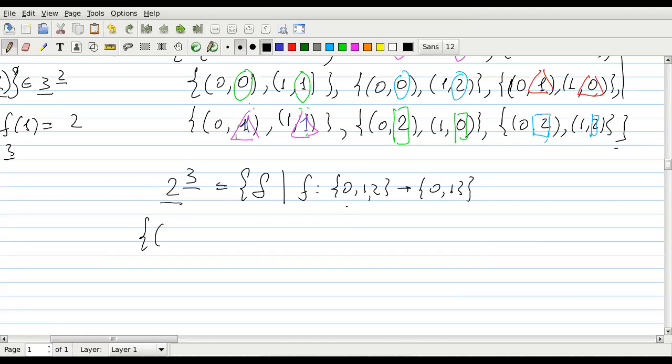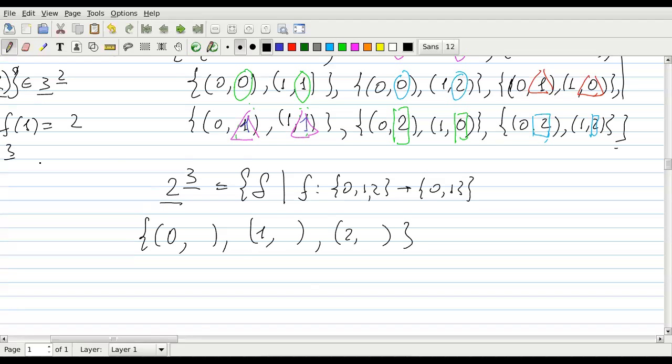How many pairs does it have? 8. No, there are 8 such functions, but every function is a set of how many pairs? 3. Why? It maps 0 somewhere. It maps 1 somewhere. It maps 2 somewhere.